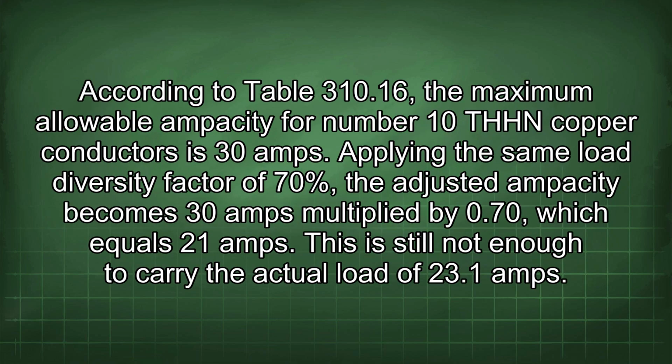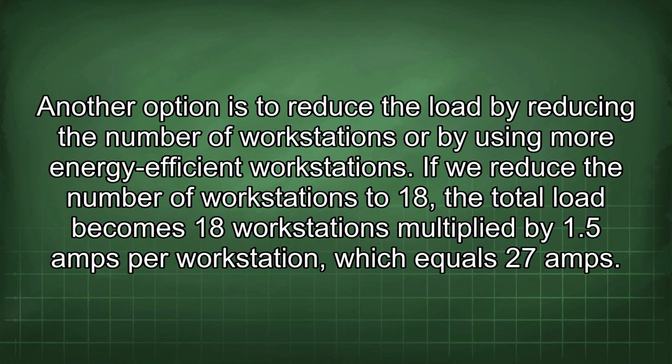According to table 310.16, the maximum allowable ampacity for number 10 THHN copper conductors is 30 amps. Applying the same load diversity factor of 70%, the adjusted ampacity becomes 30 amps multiplied by 0.70, which equals 21 amps. This is still not enough to carry the actual load of 23.1 amps. Another option is to reduce the load by reducing the number of workstations or by using more energy-efficient workstations.